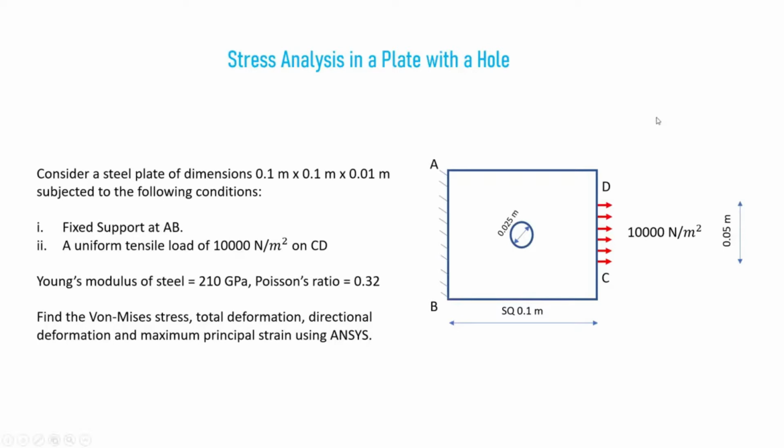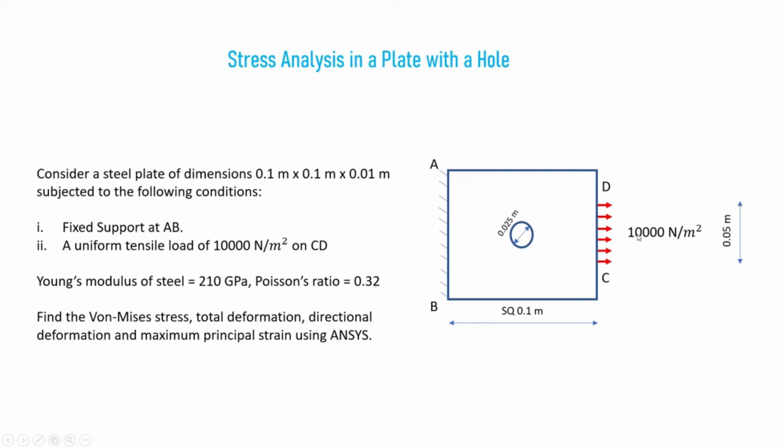Here we have a steel plate of these dimensions, 0.1 meter by 0.1 meters by 0.01 meters, and we have a hole at the center of this plate of 0.025 meters. One end of this plate is fixed, so this plate cannot move in any direction. Along this side will not move in any direction, and on the other side we have a uniform load of the magnitude 10,000 Newton per meter square acting along a span of 0.05 meters.